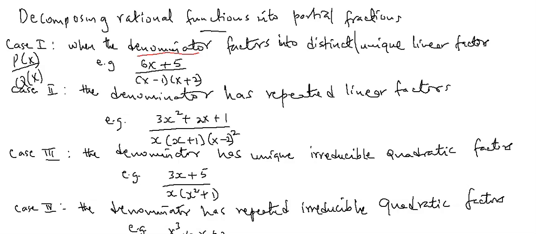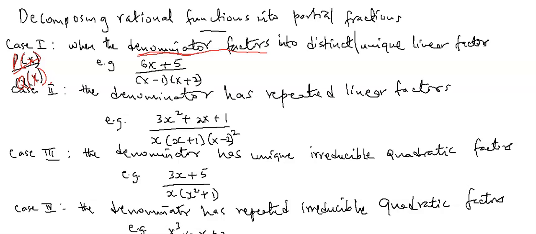In this video, we shall look at decomposing rational functions into partial fractions. Rational functions are functions of the form p of x over q of x, where q of x is not the zero polynomial. Note that we are dealing with proper rational functions. We shall look at 4 cases, and these cases will be determined by the nature of the factors of q of x, or the denominator.